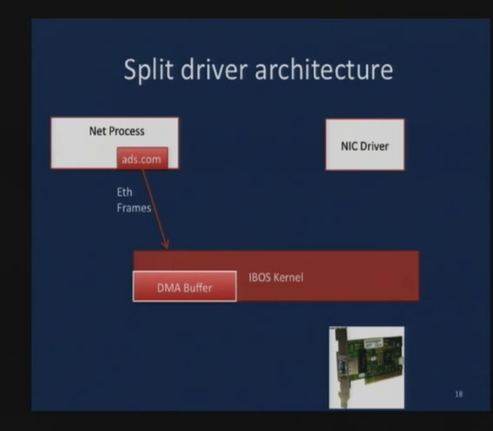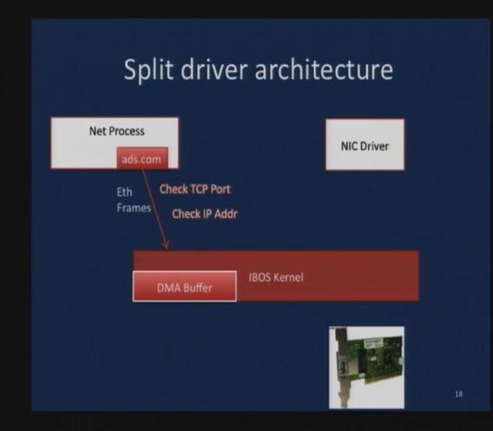Now, what the IBOS kernel will do is inspect these Ethernet, TCP and IP frames, and check to make sure that the TCP port for these particular frames is equal to ads.com, and that the IP address is also equal to ads.com. By doing this, we know that these low-level network requests are headed to the correct place given how the network process has been labeled.